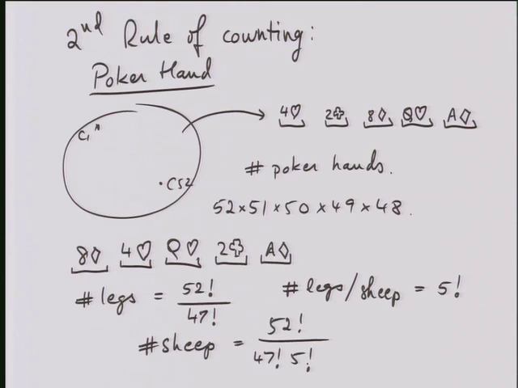Okay? Now this way of writing something is so pervasive that there's actually notation for this. It's written 52 with 5, and you read it as 52 choose 5. It's the number of ways of choosing 5 individuals out of a population of 52. Yes?